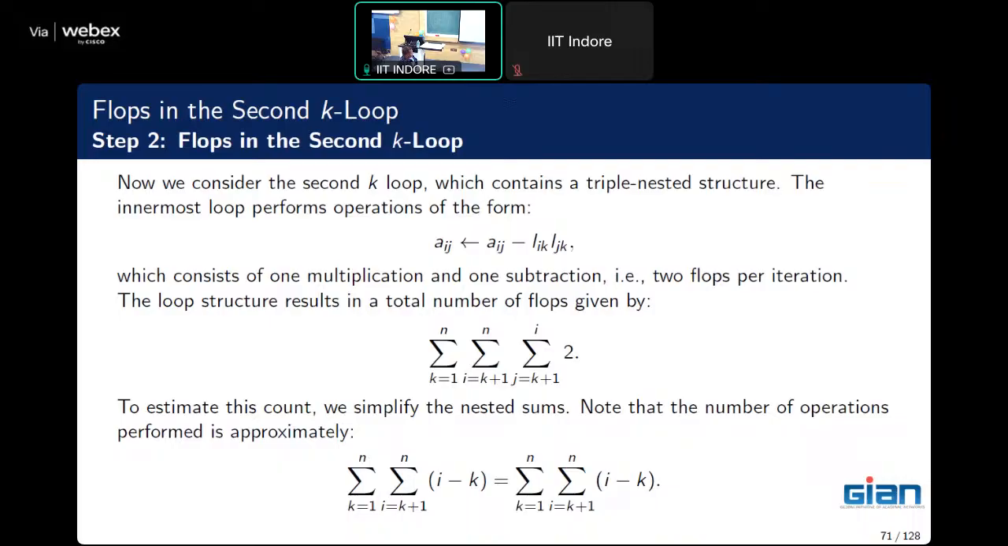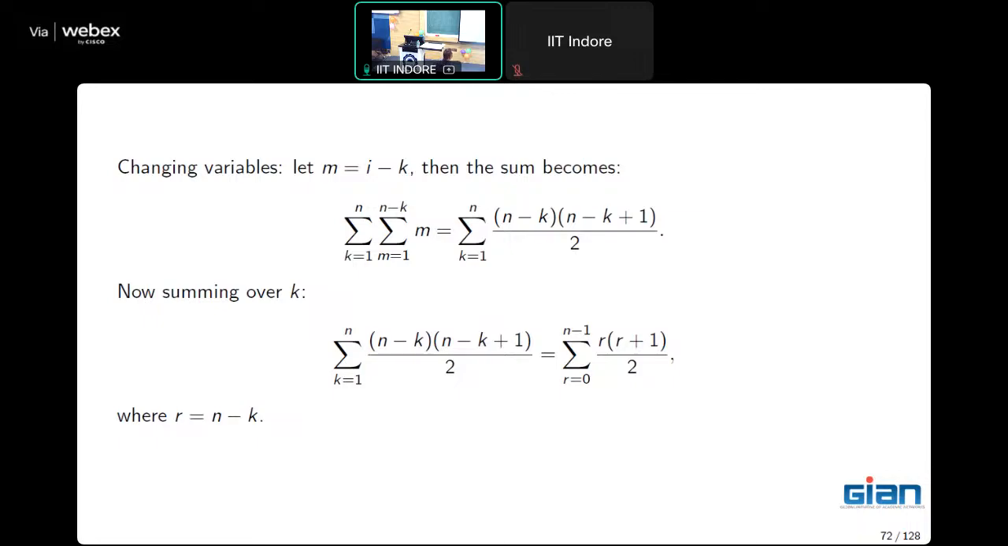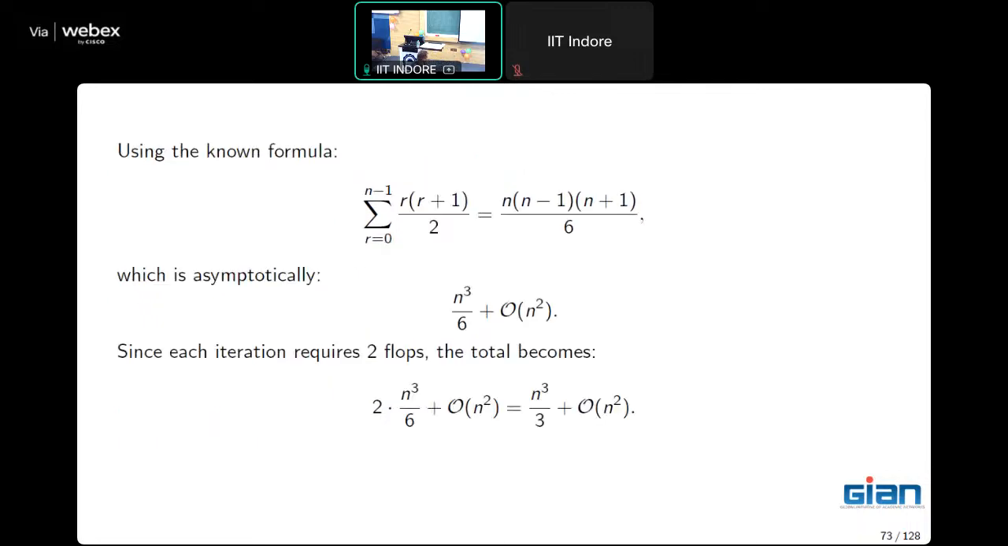And as I told you, j varies from k plus 1 to n, i varies from k plus 1 to n, and k. You just do the arithmetic, and finally you will get this calculation, which gives n cubed by 3. From there you can know the complexity of the algorithm. So finally you can decide which decomposition will be helpful for your problem, and whether it needs more or fewer flops. Even if the flops are more, if your algorithm is stable, you prefer that.